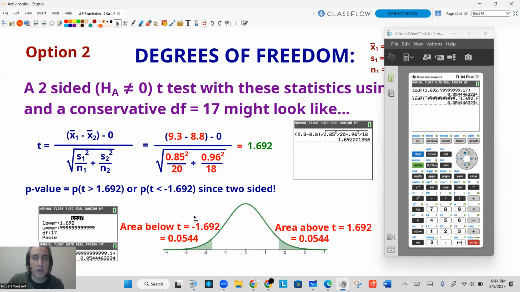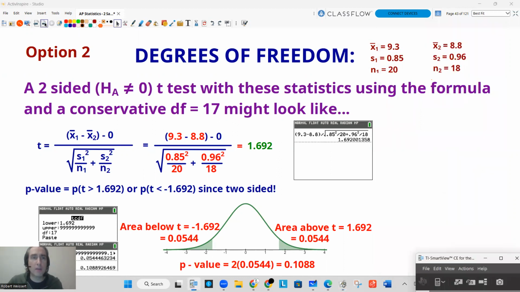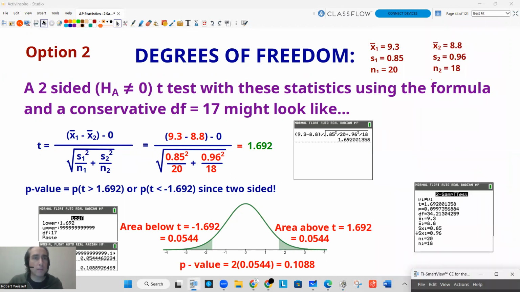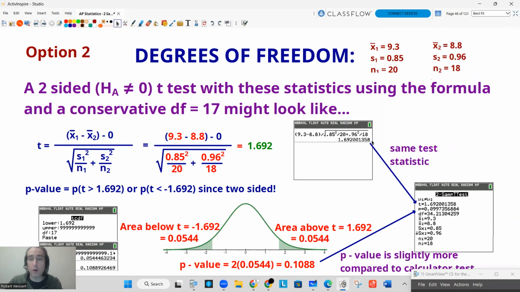It's going to look like this. The area above is about 5.44%. The area below is about 5.44%. And your overall p-value, that's about 10.88%, 0.1088. Now, if you remember our p-value from before, it's not that much different. It's the same test statistic, 1.692, but the p-value that we got by hand is slightly more because it is a more conservative approach.